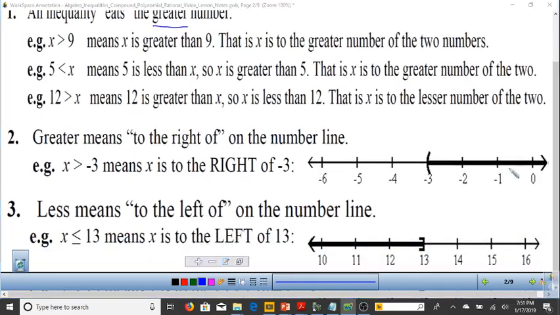Now, on the number line, greater simply means to the right of, or if it's a vertical number line like the y-axis, greater means above. So x is greater than -3 on this number line means x is to the right of -3. And of course, less means to the left of or below. So on a horizontal number line like the x-axis, x less than or equal to 13 means x is either to the left of 13 or at 13. And if it's a vertical number line, then that would mean x is above 13 or at 13.